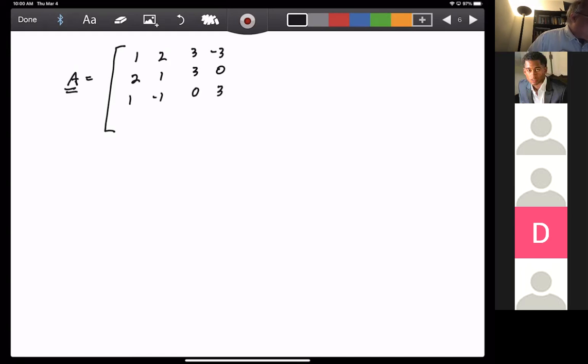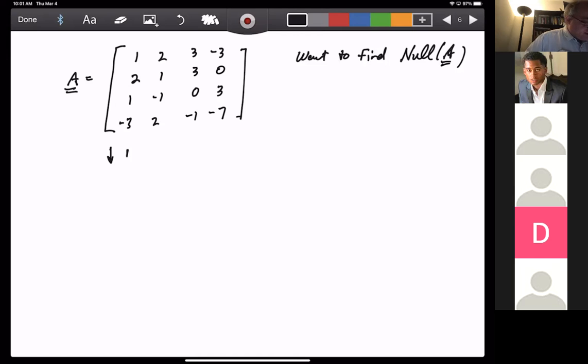Okay, and -3 to -1, -7. Okay. We want to find the null space of this matrix. So I'm not going to show all of the work here, but let's get the matrix to reduced row echelon form. If we do that, it turns out that the matrix looks like this.